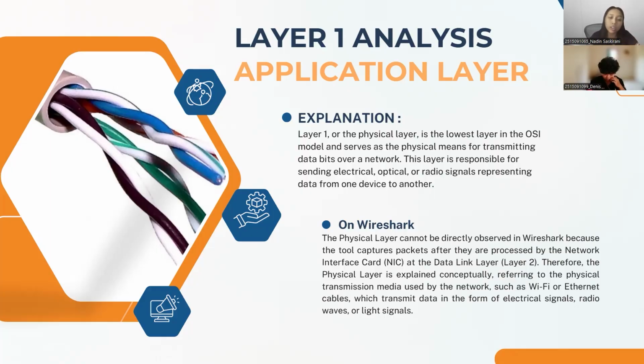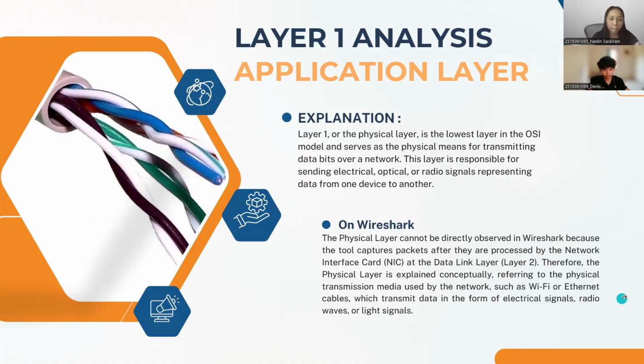capture the physical layer directly because the tool captures packages after they are processed by the network interface card at the data link layer, which is layer 2. Therefore, the physical layer is explained conceptually, referring to the physical transmission media used by a network such as Wi-Fi or Ethernet cables, which transmit data in the form of electrical signals, radio waves, or light signals. That's all about my explanation, and the next material will be explained by my friends.